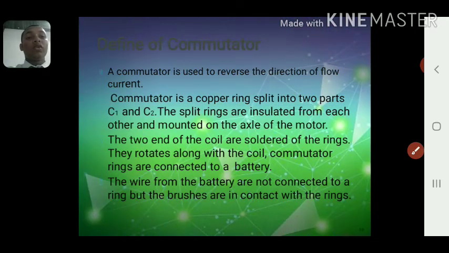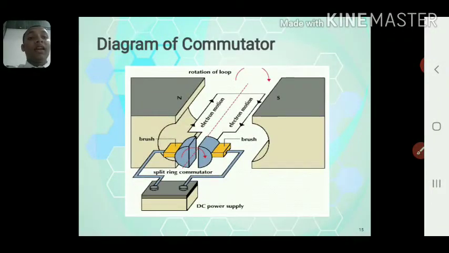Now the commutator. A commutator is used to reverse the direction of flow of current. As we have seen before, a commutator is a copper ring split into two parts, C1 and C2. The split rings are insulated from each other and mounted on the axle of the motor. The two ends of the coil are soldered to the rings. They rotate along with the coil. Commutator rings are connected to a battery. The wires from the battery are connected to the brushes, here carbon brushes, which are in contact with the rings. Here the diagram of the commutator is given.